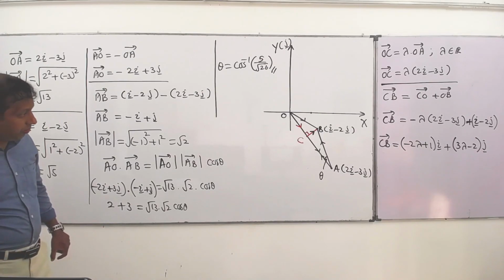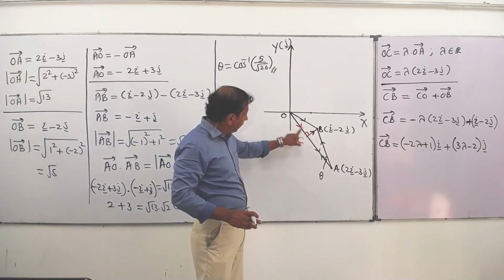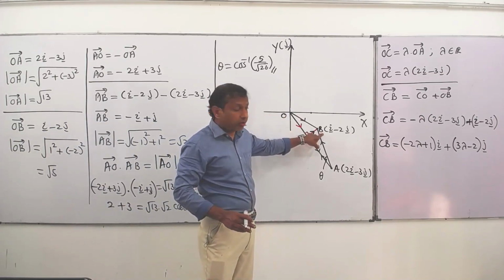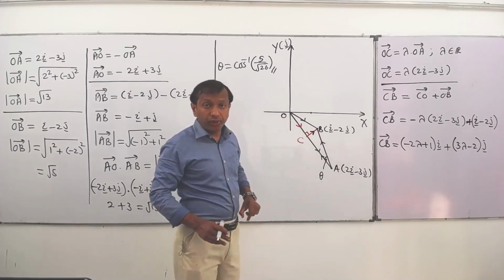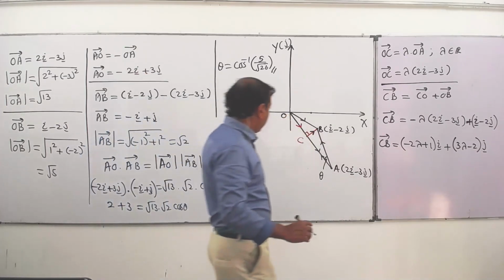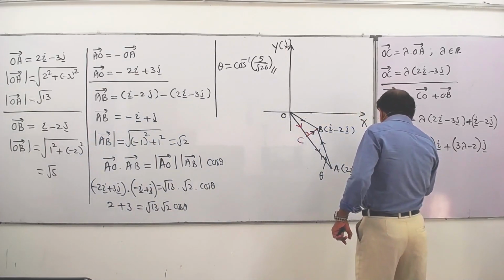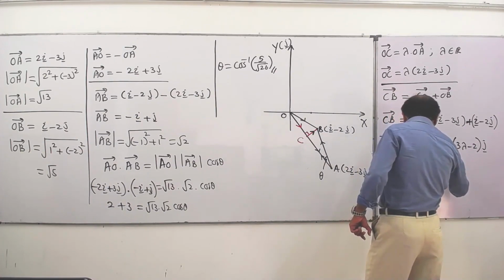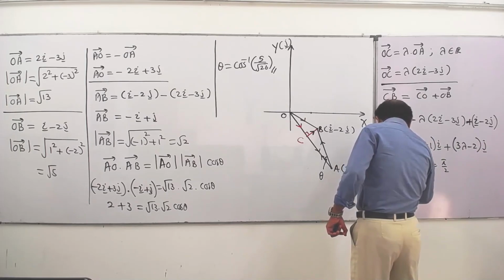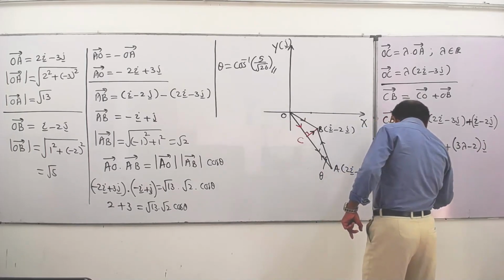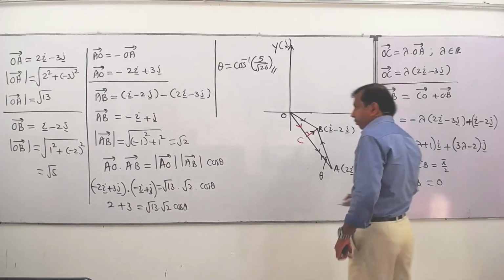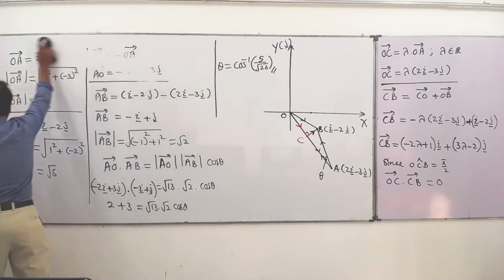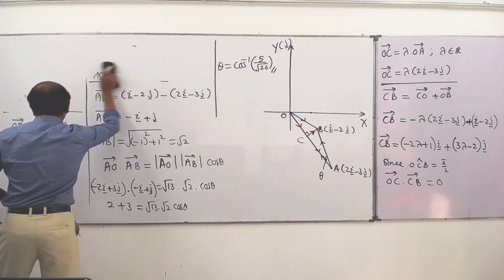But since this angle is 90 degrees, the dot product between the vectors OC and CB should be 0. Then you can write, since angle OCB is pi by 2, OC vector dot CB should be equal to 0. By using this, we can find lambda. If you know lambda, you can take the OC vector.